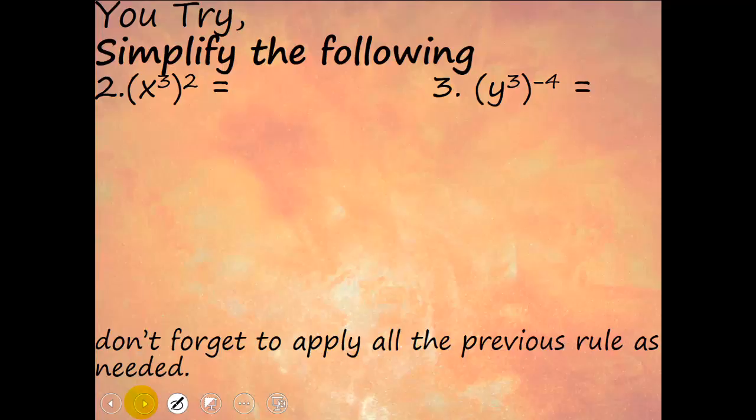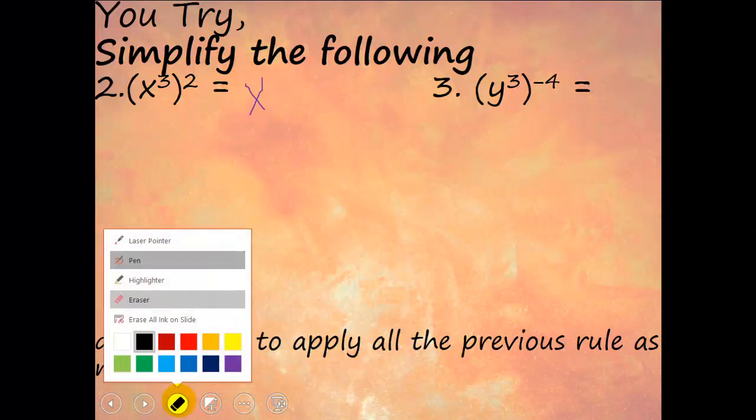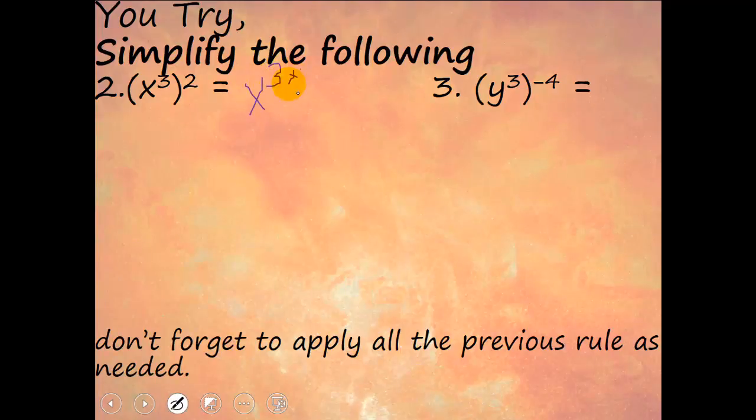All right, in number 2, we have x cubed, and then it's raised to the 2nd power. So that means we're going to go 3 times 2. Okay, x to the 3 times 2, and what we get there is just x to the 6th power. That's the simplified version of the quantity x cubed squared.